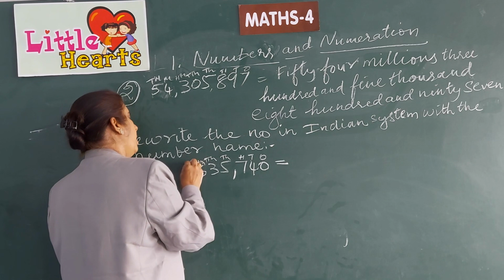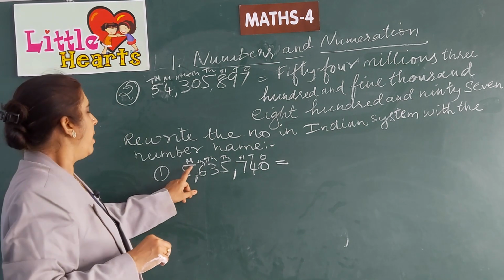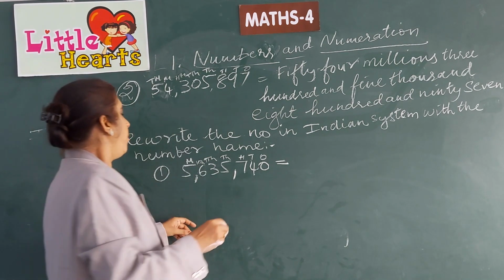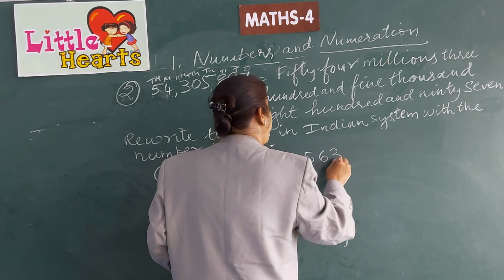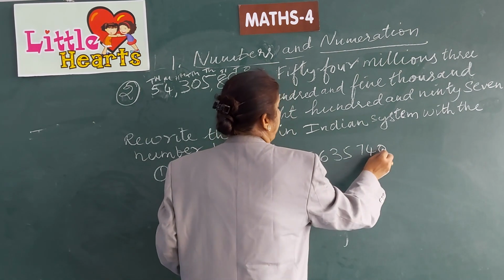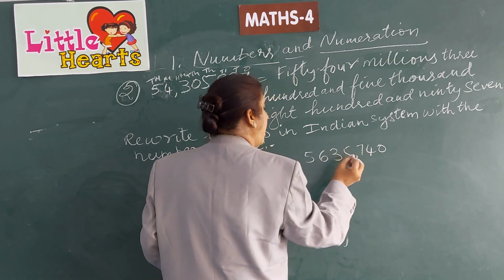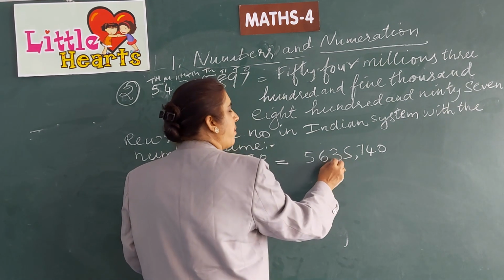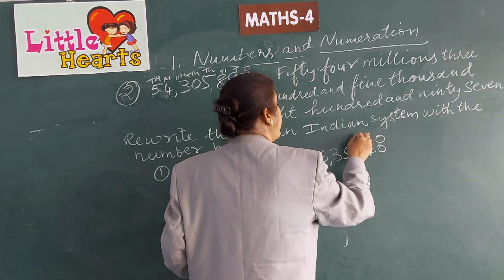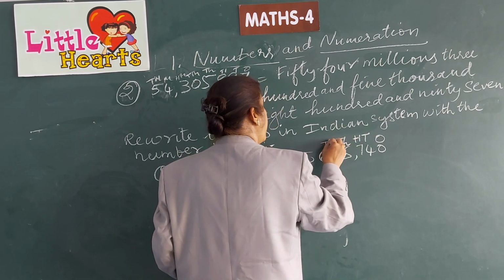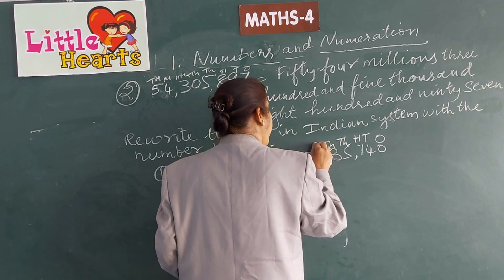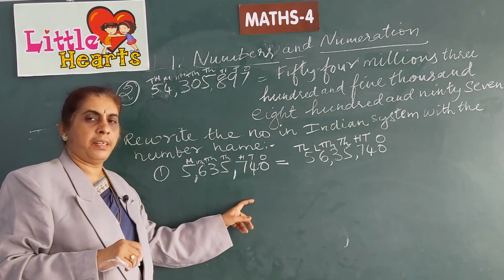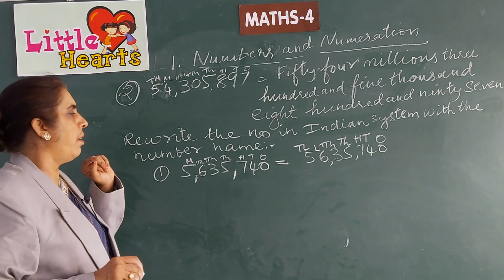Hundred thousands, millions. Millions come after hundred thousands. Now we have to change it into the Indian system. Ones, tens, hundreds, thousands, 10,000s, then lakhs, 10 lakhs. After 2 digits in the thousands period, we have to insert a comma here. Now we have to write the number name in the Indian system. How do you write it?